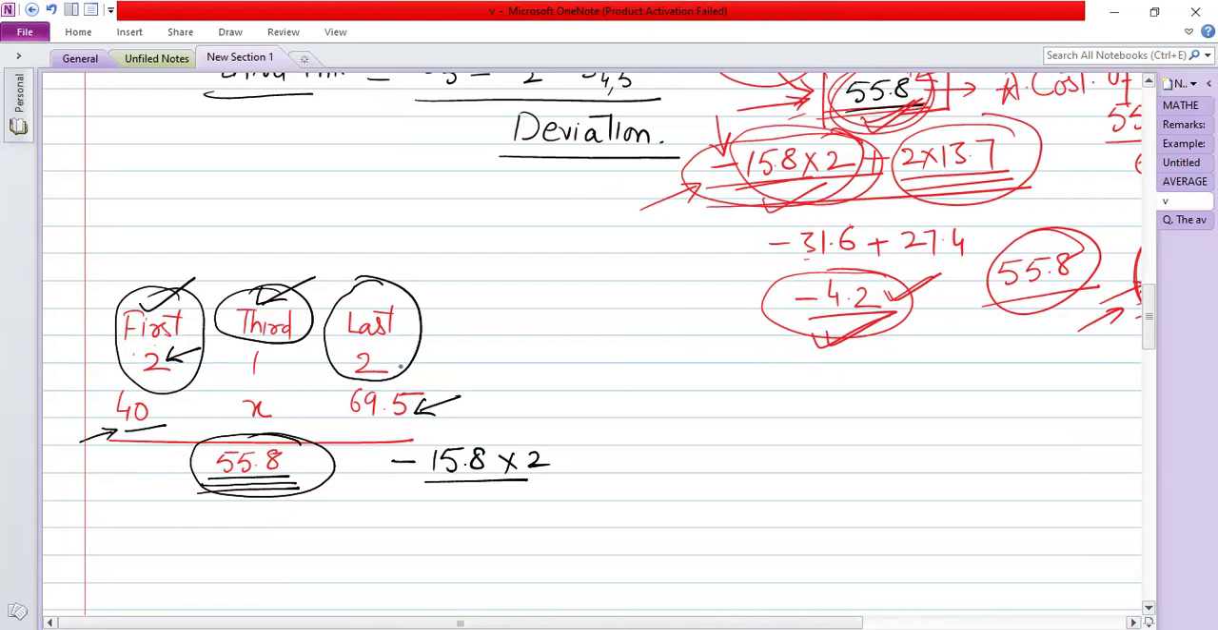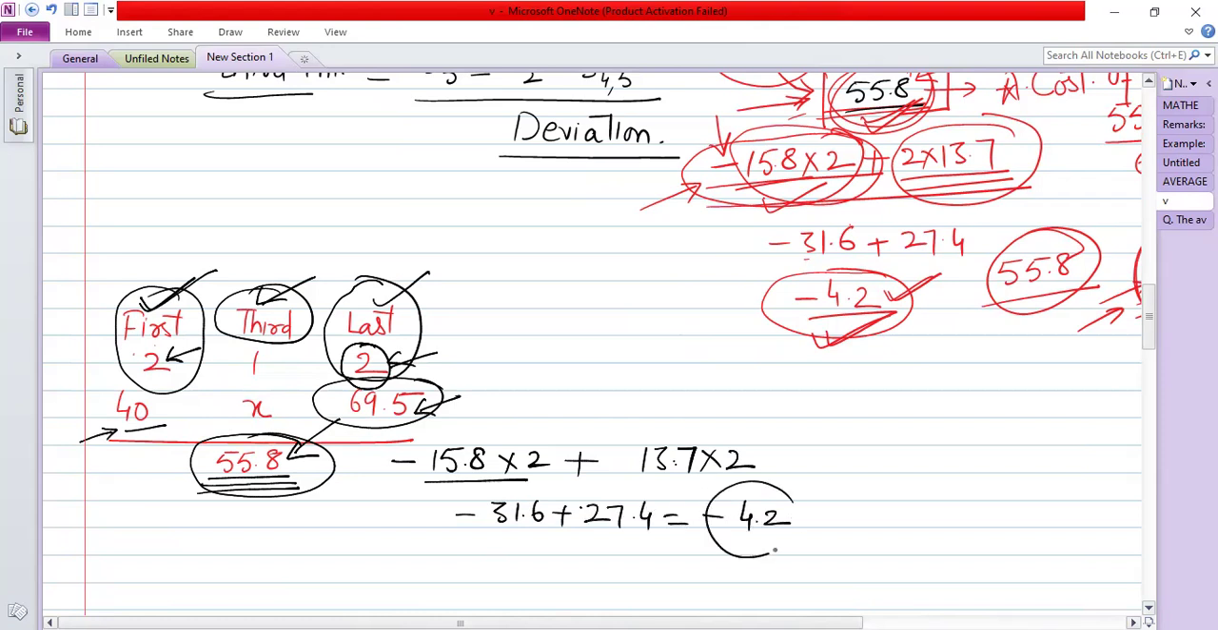Okay. And obviously, since it is less, here it should be minus. And the last two, their average is 69.5. How much is it more than this 55.8? That is 13.7 more. And it is more for how many? Two terms. It is into 2. So what is the total deviation at present for the four terms, the first two and last two? The total deviation is actually minus 31.6, and here it is 27.4. So the total deviation is minus 4.2.